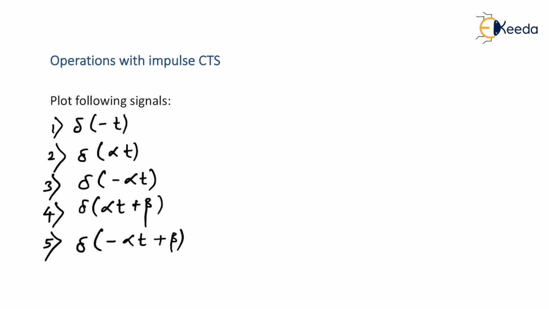So we need to plot the following signals under this topic of operations on continuous time impulse signal. First signal that I need to plot is del of minus t. After that I'll plot del of alpha t, then del of minus alpha t, then del of alpha t plus beta, and after that you have del of minus alpha t plus beta. Let us begin. So let us start plotting del of minus t.